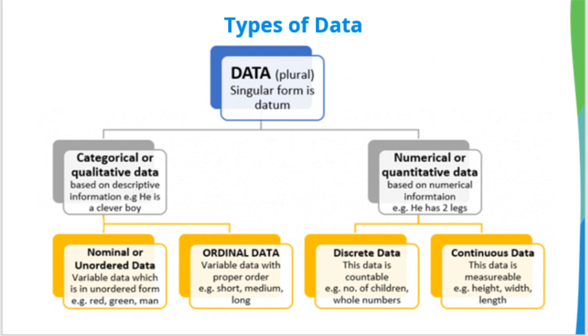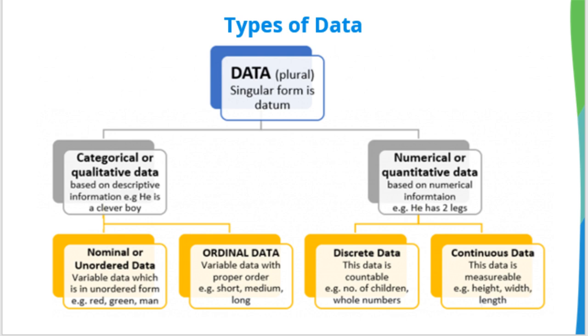But when it comes to an ordinal variable, the data has a proper order. For example, you can have size. I have short size, medium size, or long size. Maybe you call your variable size. Is it short? Is it medium? Is it long? This one has order. Short comes first, medium follows, and long follows.